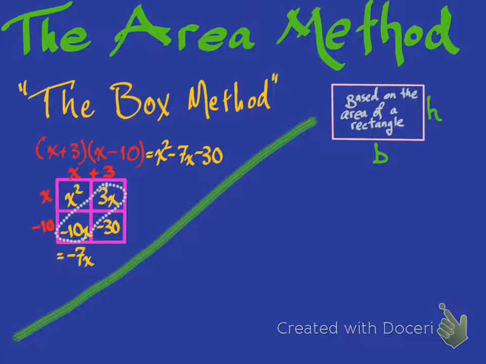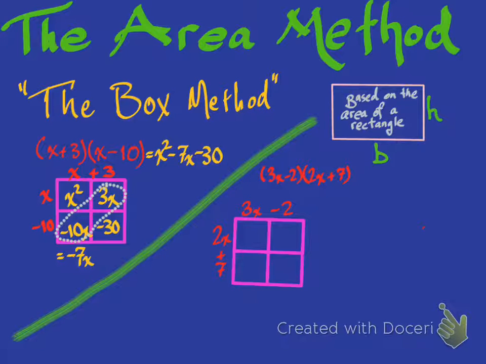All right, let's try another example. That green line was dividing up the field, so I can work on another example here. Let's try 3x minus 2 times 2x plus 7. There's our box with the dimensions, 3x minus 2 on one side and 2x plus 7 on the other side. You start filling in the boxes, and that's what you get. I did that quickly in the video to save time, but please make sure that you see where each one of those numbers came from.